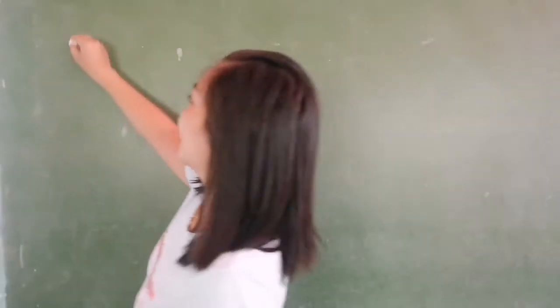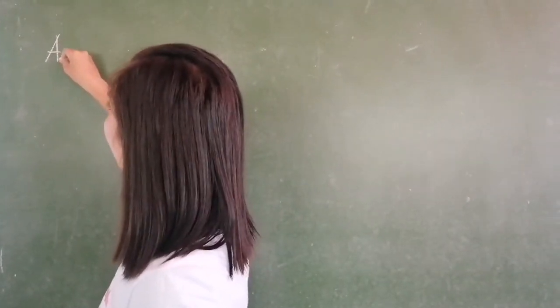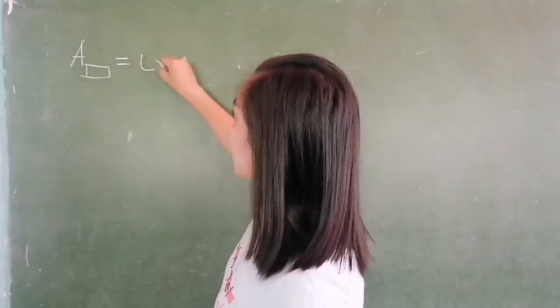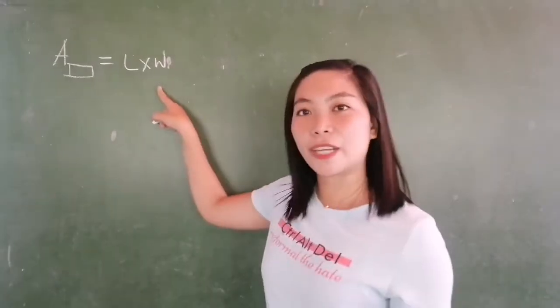So, when we say area, it is a quantity which expresses the extent of a two-dimensional figure in a plane. So, let's talk about the area of a rectangle. Area of a rectangle is equal to length times width, or LW.